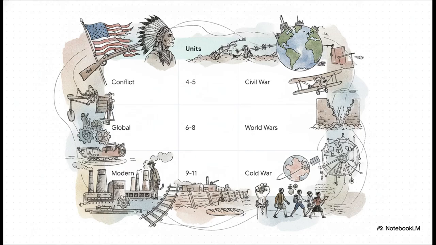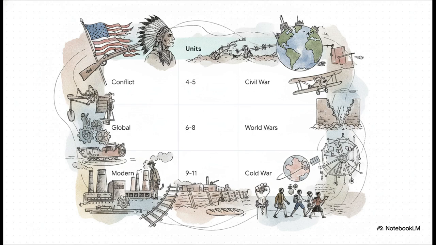Then, in Units 6 through 8, America steps onto the global stage through imperialism, navigates the crushing Great Depression, and fights in 2 massive world wars. Finally, Units 9 through 11 drop us right into the modern era, dealing with the Cold War, the intense fight for civil rights at home, and all the complex challenges of our new century.